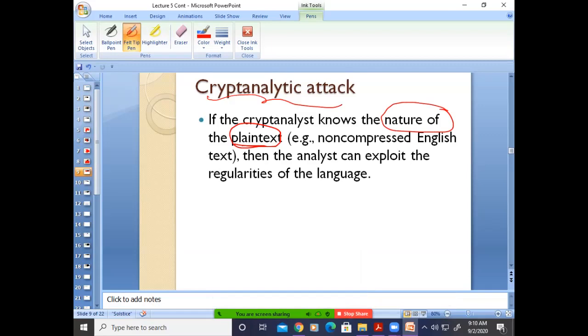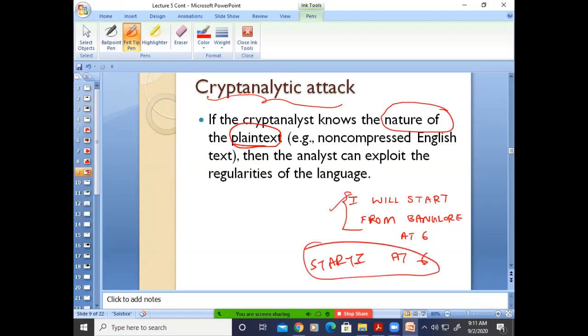Suppose something like this: "I will start from Bangalore at 6 p.m." etc. So this is not compressed. It is the plain text as it is. Compressing, in the sense that we may change the order: first "start" will come, then "I will" come, then maybe "it" comes, and so on. This is the compressed one.